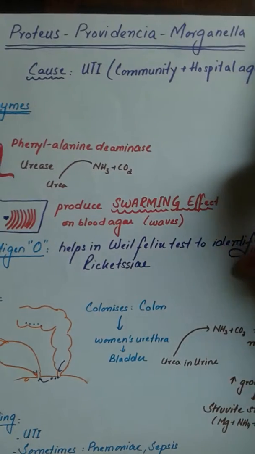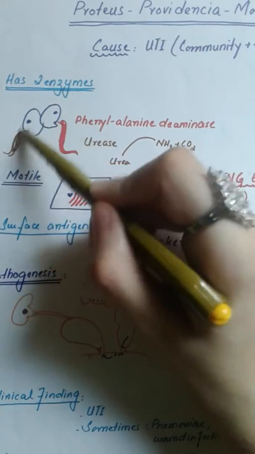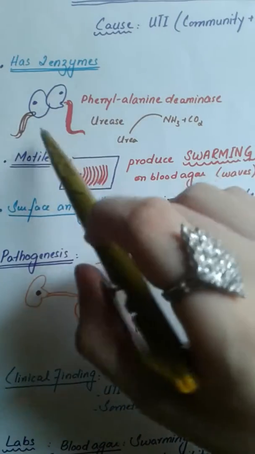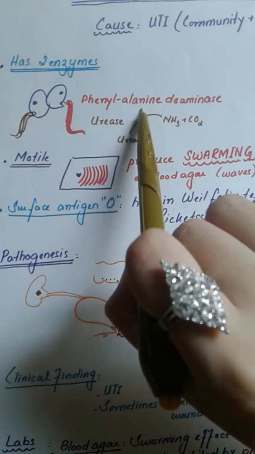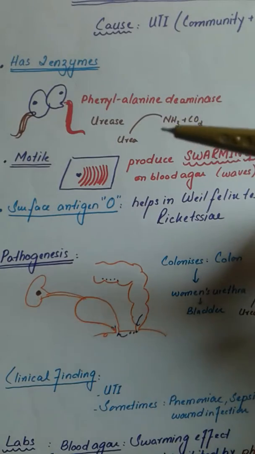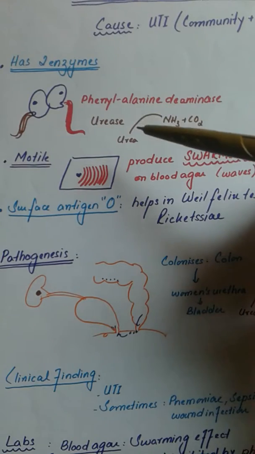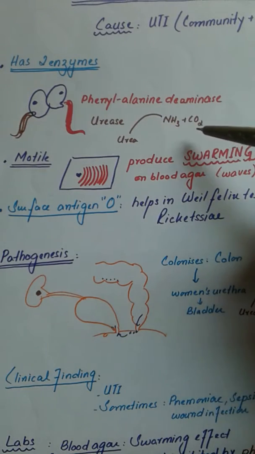Now, going towards this organism, it is a gram-negative rod that secretes two enzymes. The first enzyme is phenylalanine deaminase, which is specifically used for its identification, and the other enzyme it secretes is urease. Now, this converts urea into ammonia and carbon dioxide.